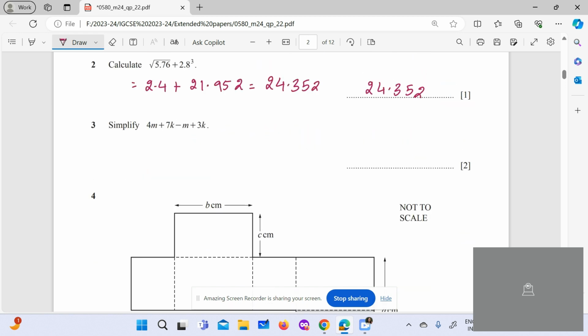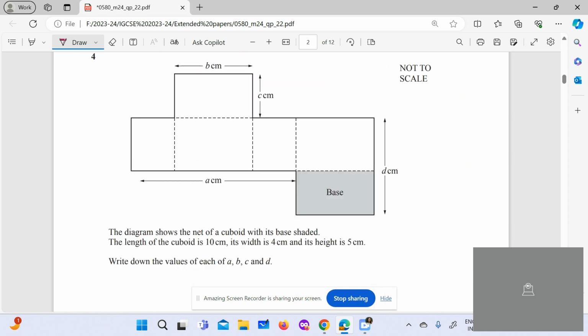Yeah, now come to the third question. Simplify 4m plus 7k minus m plus 3k. So 4m minus m will give you 3m, 7k plus 3k will give you 10k. So these are the easy ones. Okay, now come to the next question.